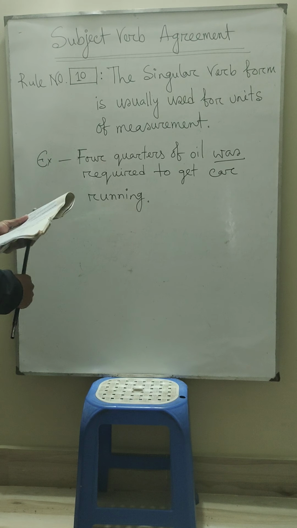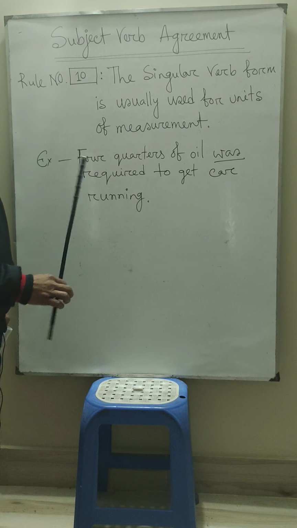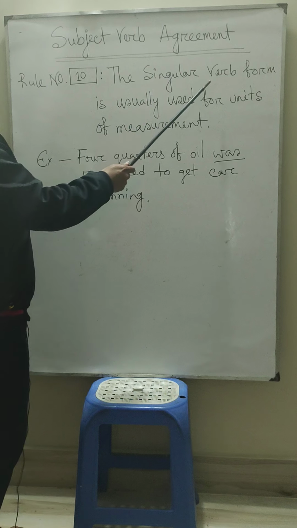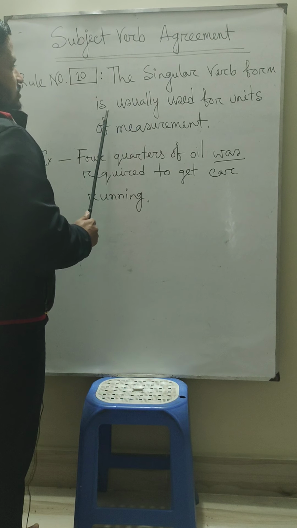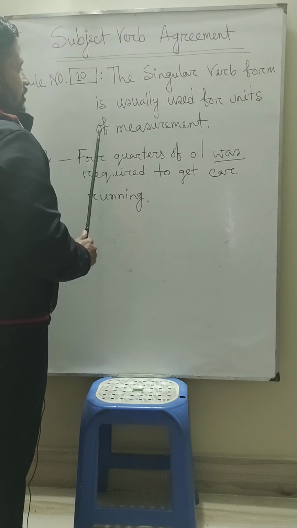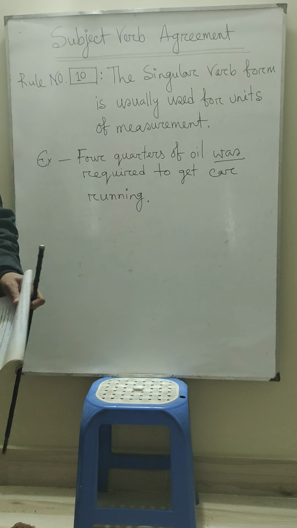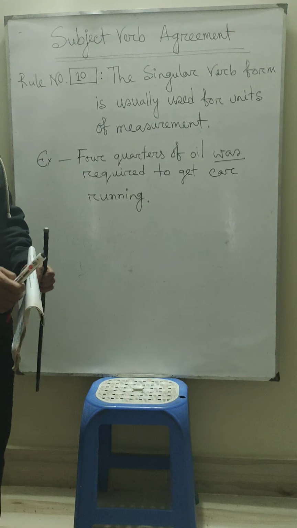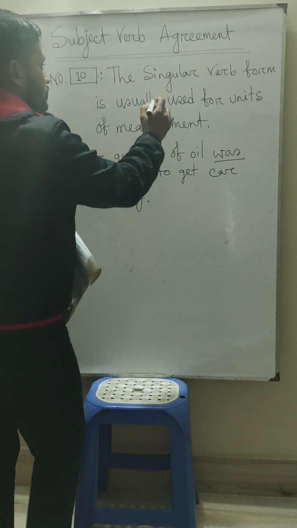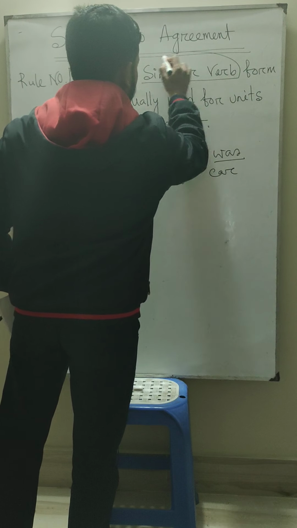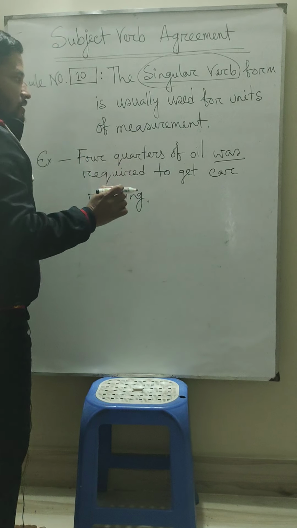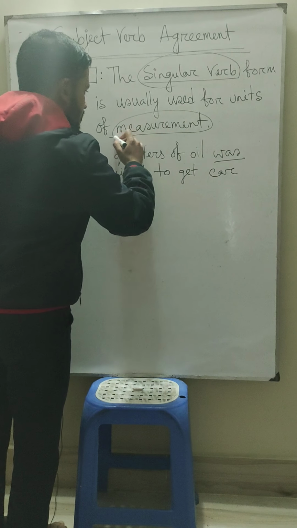In the rule, I wrote the singular verb form is usually used for units of measurement. Whenever we measure something, then we use singular verb form. Which form? Singular verb. When? At the time of measurement.